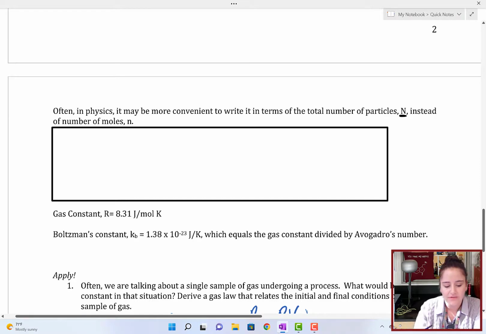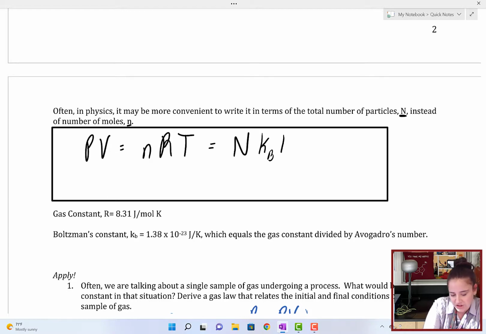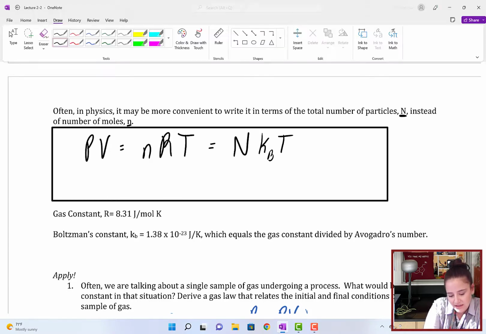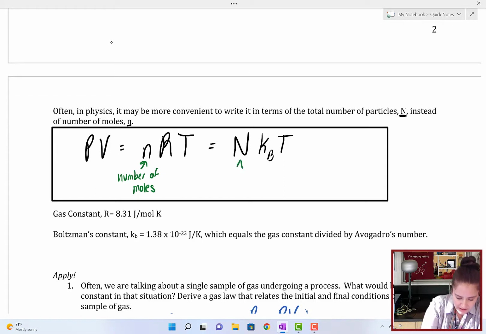Often we'll be talking about the kinetic energy or the energy of individual particles. So we'll write it in number of particles, big N, instead of number of moles, little n. So on your equation sheet, it actually looks like PV equals nRT, which is equal to capital N kBT. Okay, so we have little n here, which is number of moles, and then we have big N here, which is the number of particles.